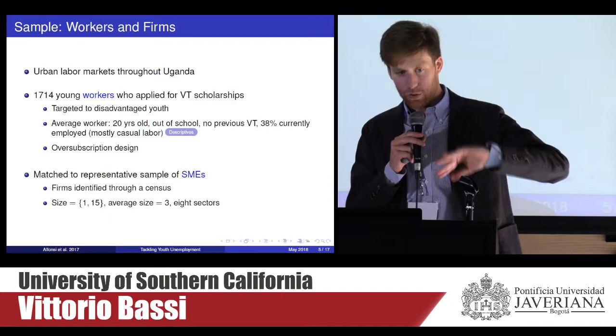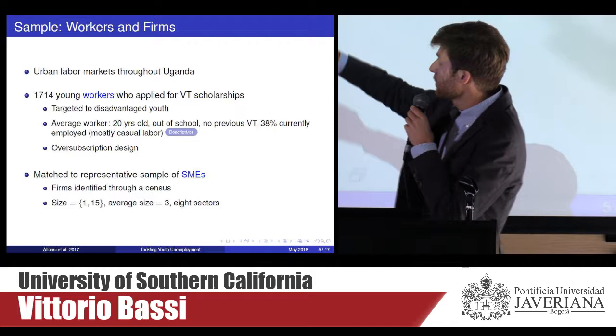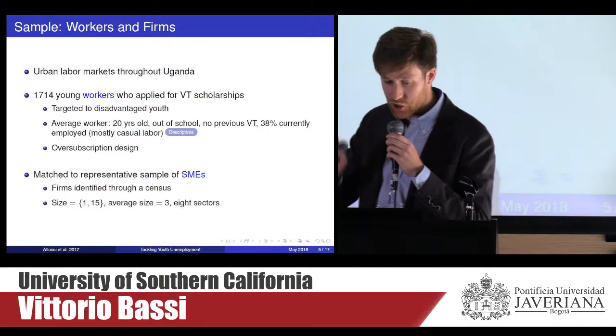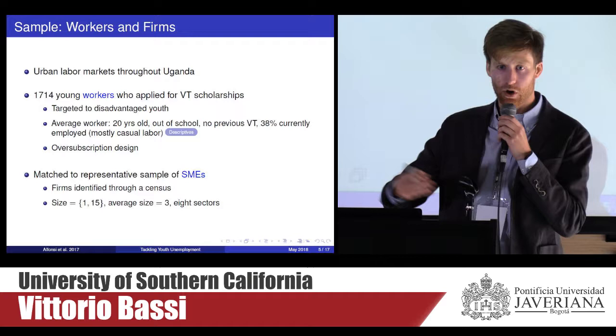On the worker side, our sample includes young workers who had applied to receive scholarships to attend formal vocational training in class. These are scholarships provided by BRAC, our partner NGO, to be used at a number of training centers, learning how to be a hairdresser or a motor mechanic, and so on.